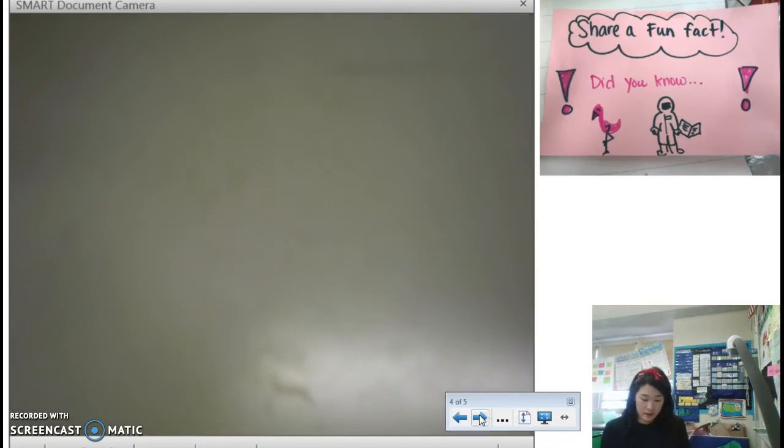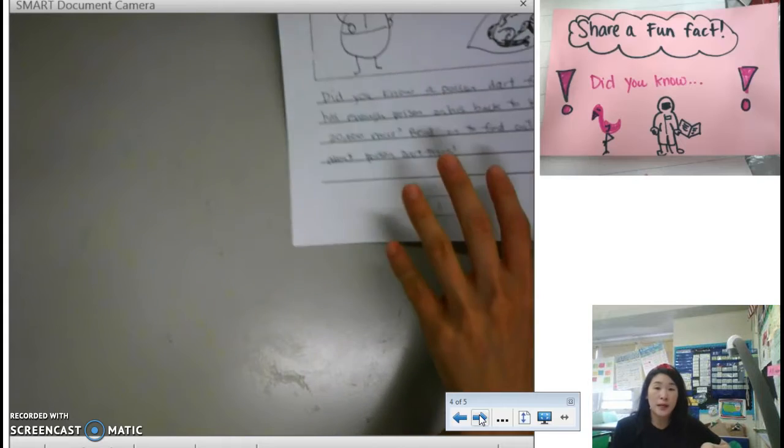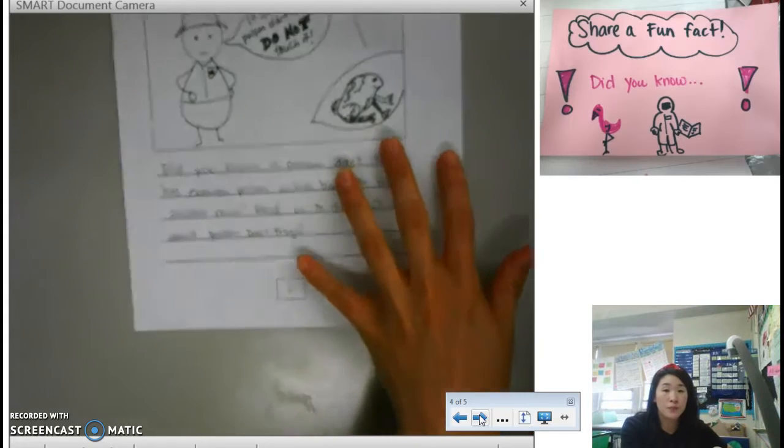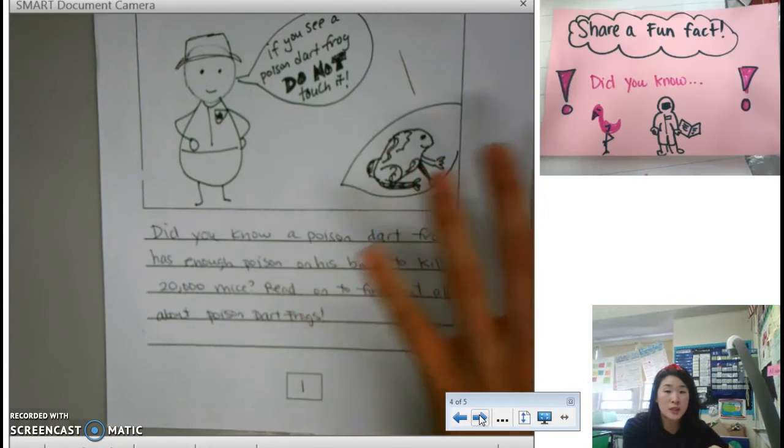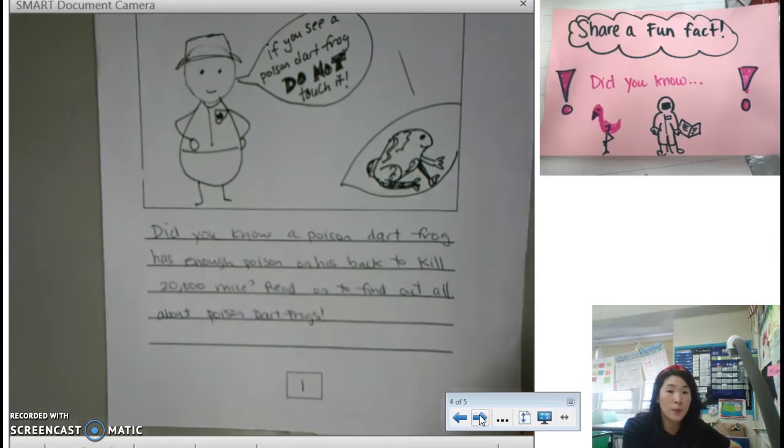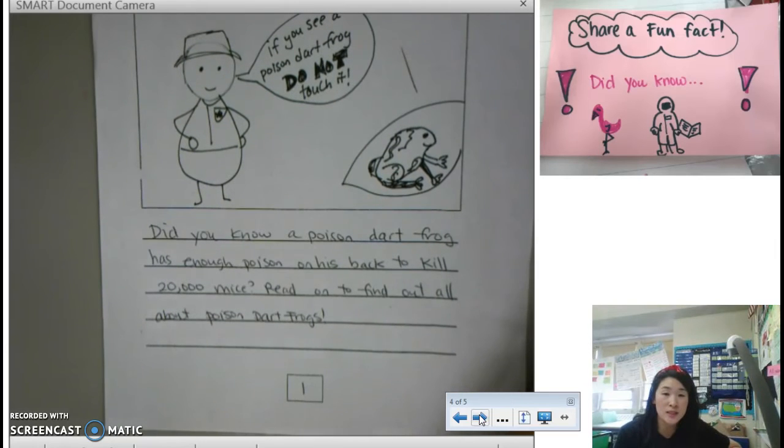The last way that we can introduce our writing is by sharing a fun fact. And often you can start it by saying, did you know? So for example, for my poison dart book, did you know a poison dart frog has enough poison on his back to kill 20,000 mice? Read on to find out all about poison dart frogs. Okay, you can ask any kind of question that you think will interest your reader. For example, did you know that a flamingo sleeps standing on one leg? Isn't that cool? Read on to find more.